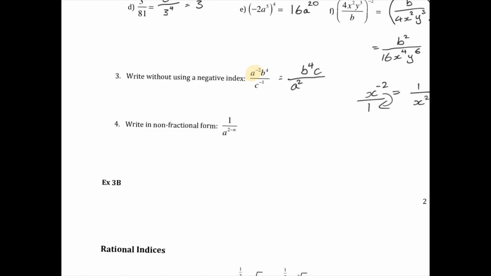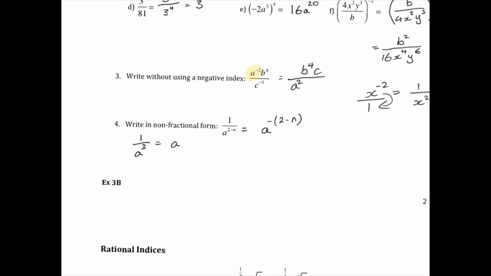Write this in non-fractional form. So in other words, I just want A to the something. I don't want it to be in a fraction anymore. Basically, girls, let's do an easier one. What about if it was 1 over A cubed? What would that be if I got A outside of the fraction? Or brought A up from the denominator?